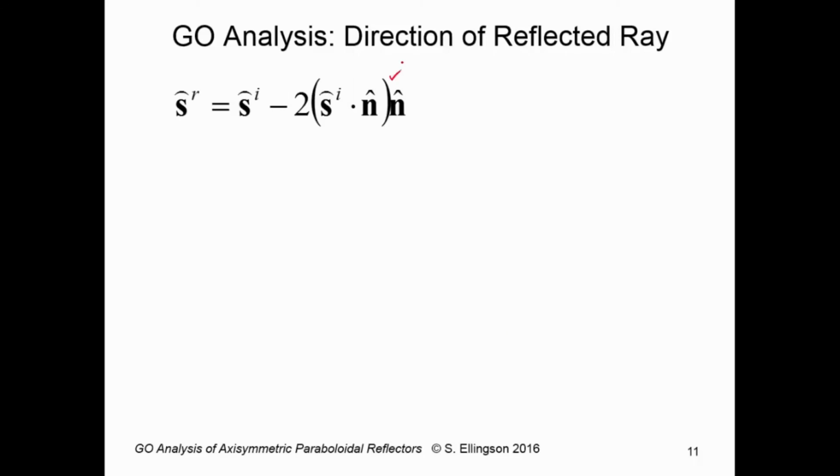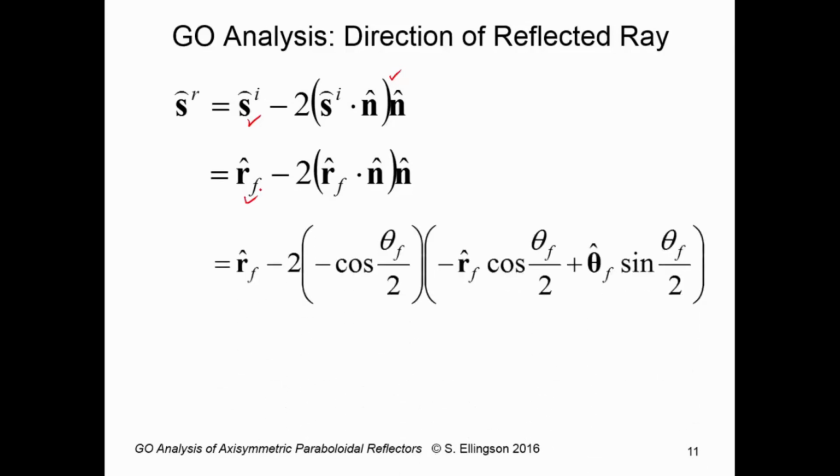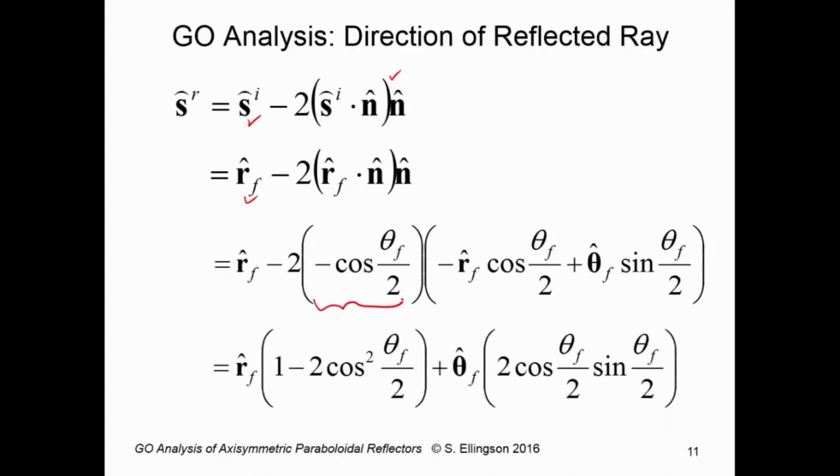Okay, so now let's return to this issue of the direction of the reflected ray, since we now have an expression for the surface normal. We simply recognize first that the direction of incidence is equal to r_f hat, so we make that substitution. And note that r_f hat dot n hat is simply the r_f component of n hat. And now we're just going to do a little bit of manipulation here. We can regroup this so that we have our expressions sorted by the different vector components in this coordinate system. So here's the r_f component, and here's the θ_f component.